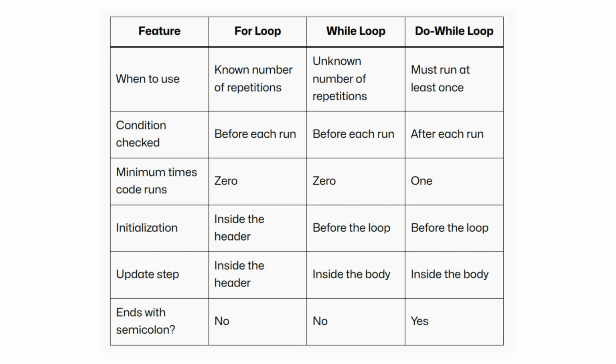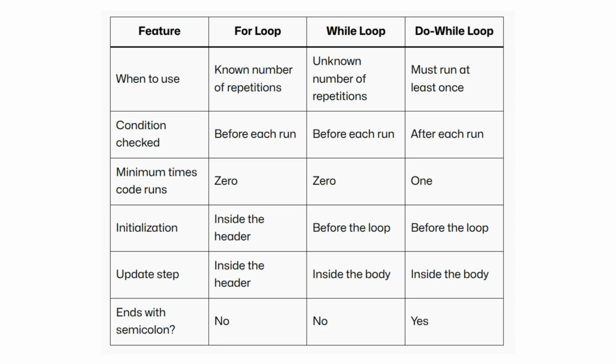In this video, I'm going to clear up one of the most common confusions for beginners in C programming, the difference between the for loop, the while loop, and the do while loop. All three are used for repeating code, but each one works a little differently. Let me walk you through this comparison table step by step, and by the end, you'll know exactly which loop to use and when. Let's get started.